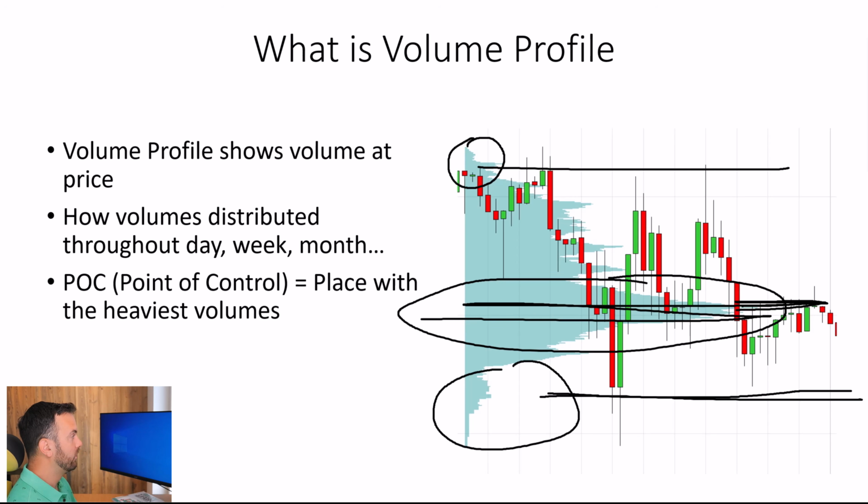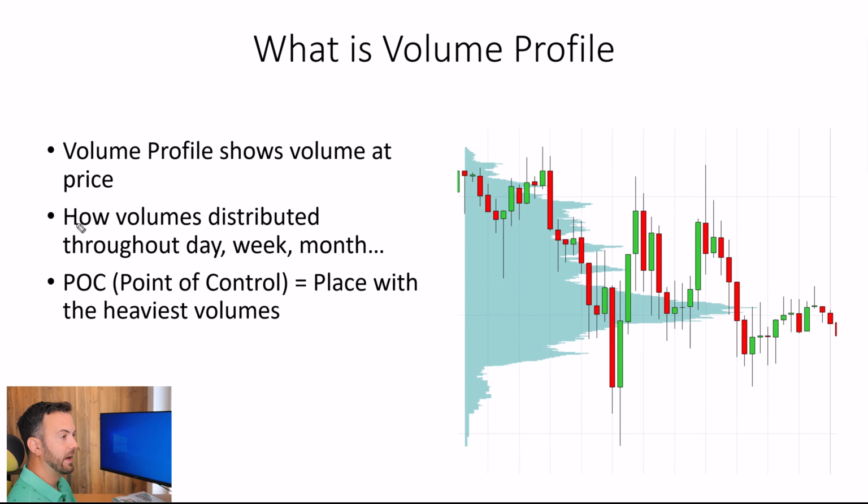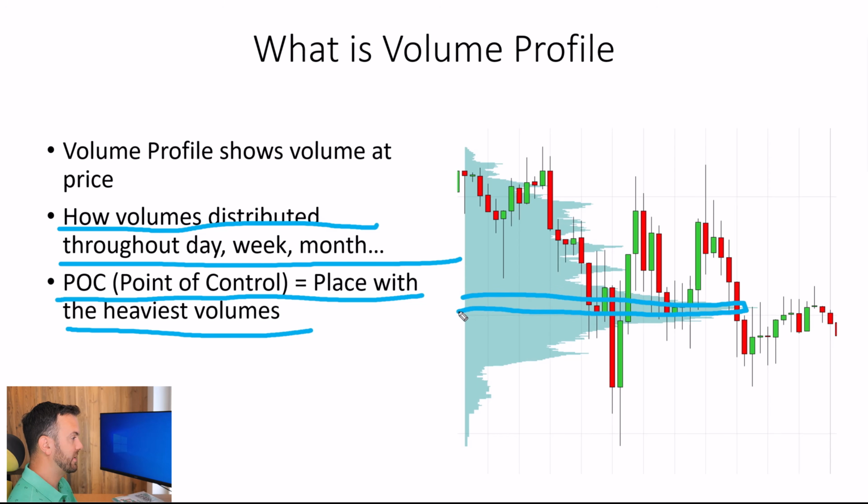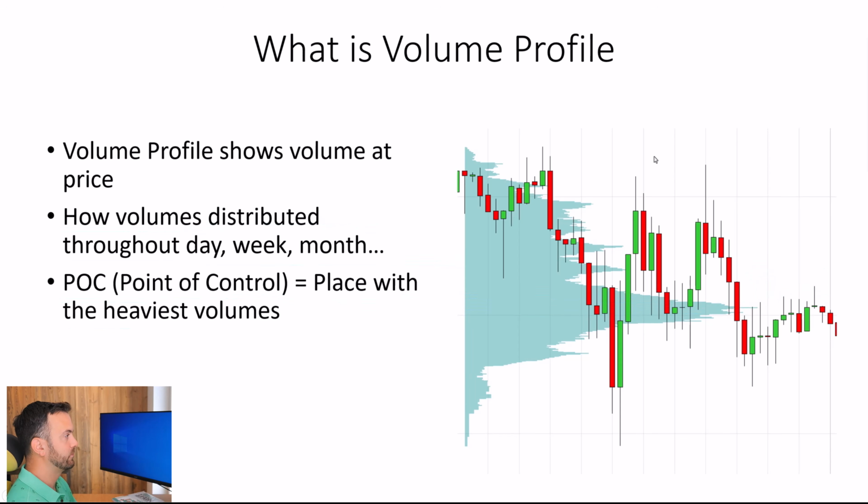All right, so volume profile shows how volumes are distributed throughout the day. If it's a daily profile, if it's a weekly profile, then it will show how volumes are distributed throughout the whole week. If it's a monthly profile, then throughout the whole month. And as I was saying, the point of control, that's the place where the heaviest volumes were traded. This is the point of control. And today we are going to talk about that.